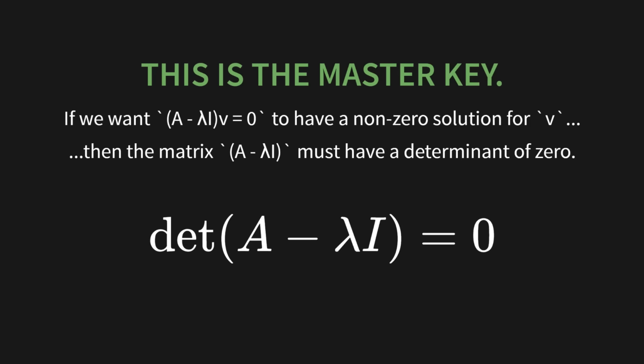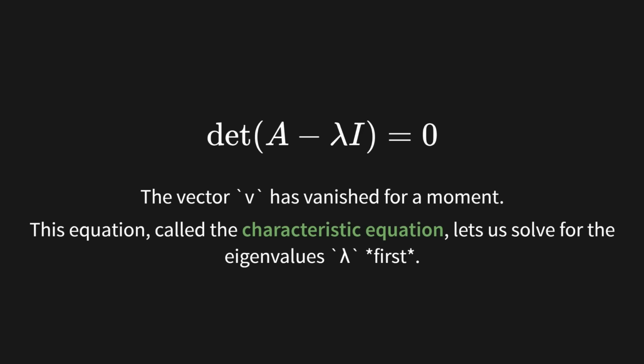Look at what we just did. The determinant of A minus lambda I equals 0. The vector v has vanished for a moment. This equation, called the characteristic equation, lets us solve for the eigenvalues lambda first. We've successfully untangled the two unknowns. We now have our reliable two-step recipe.